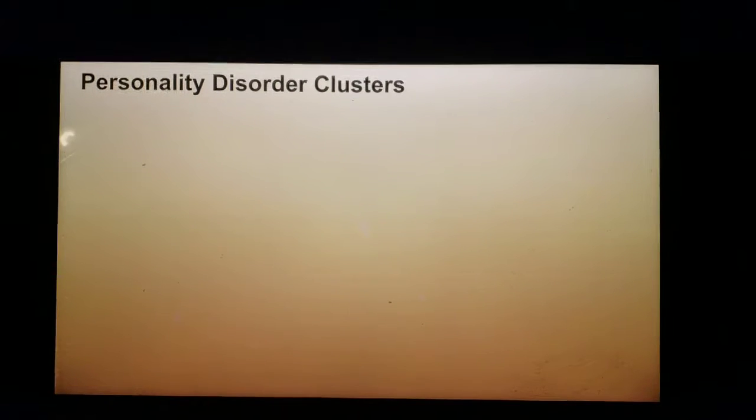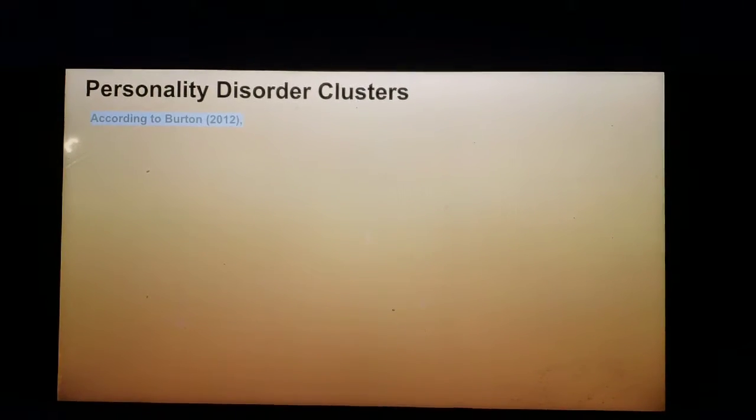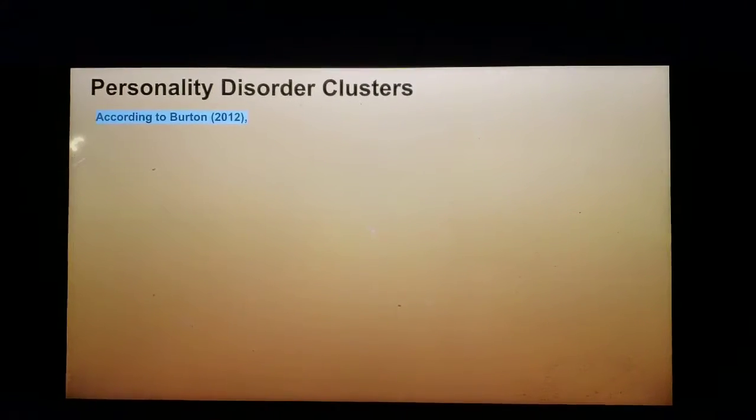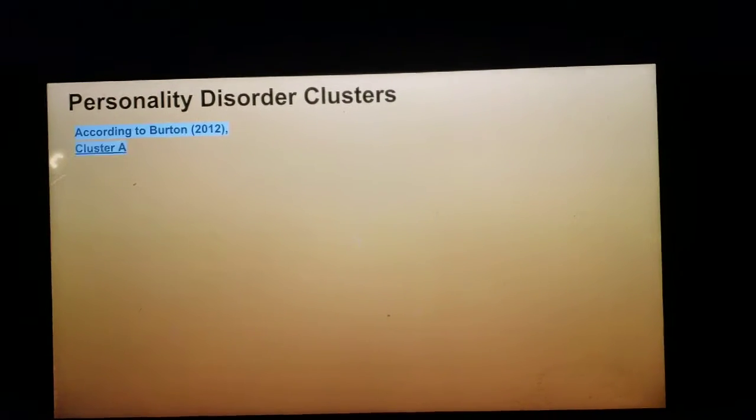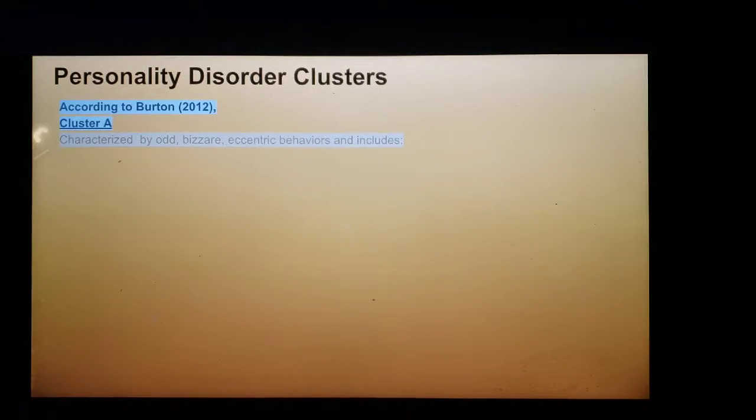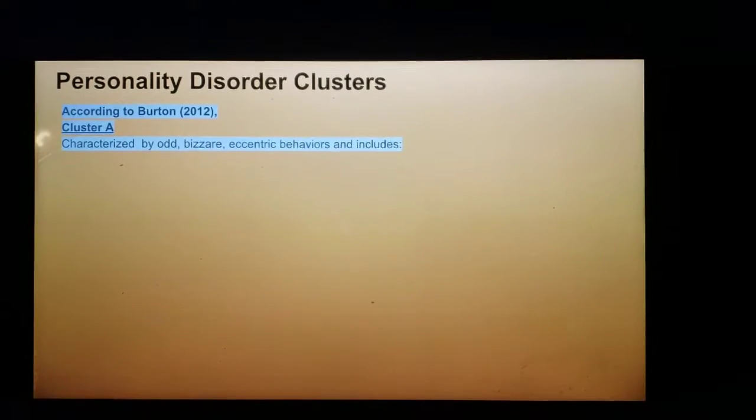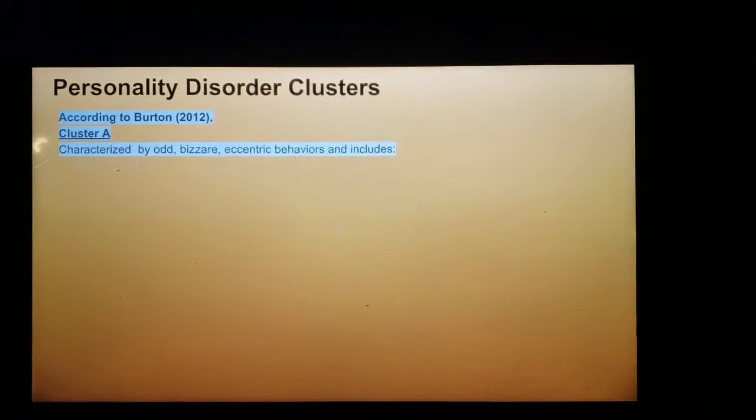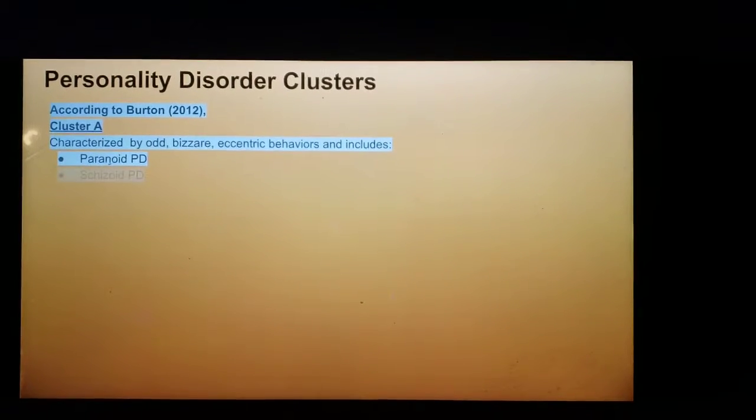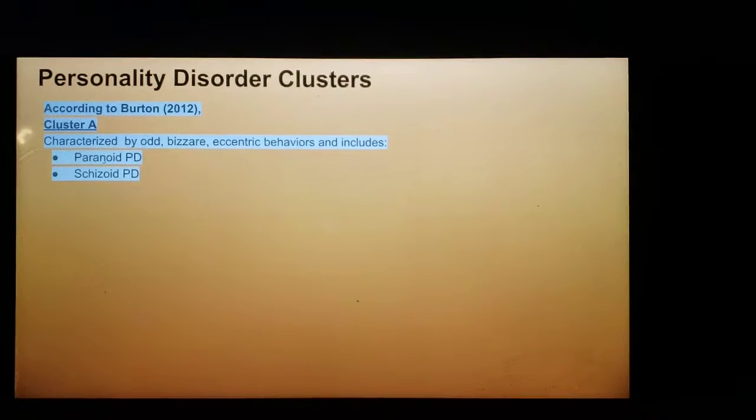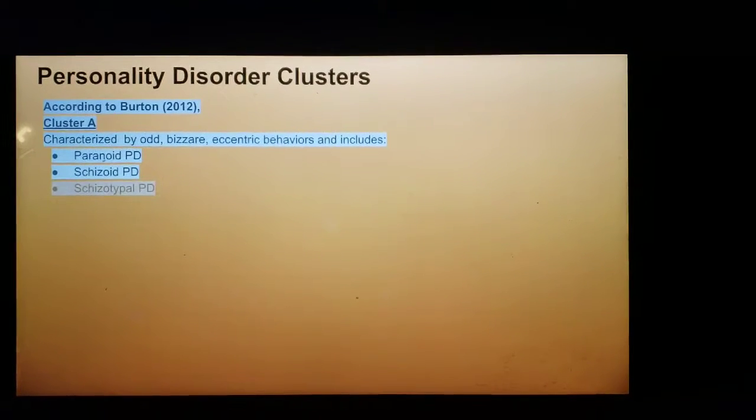Personality disorder clusters. According to Burton, 2012, Cluster A is characterized by odd, bizarre, eccentric behaviors and include paranoid PD, schizoid PD, and schizotypal PD.